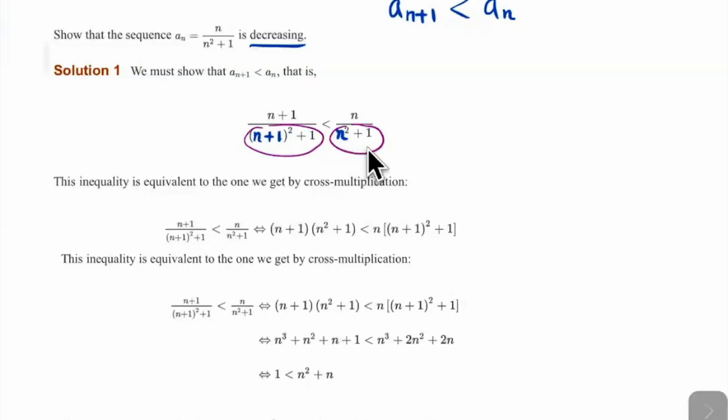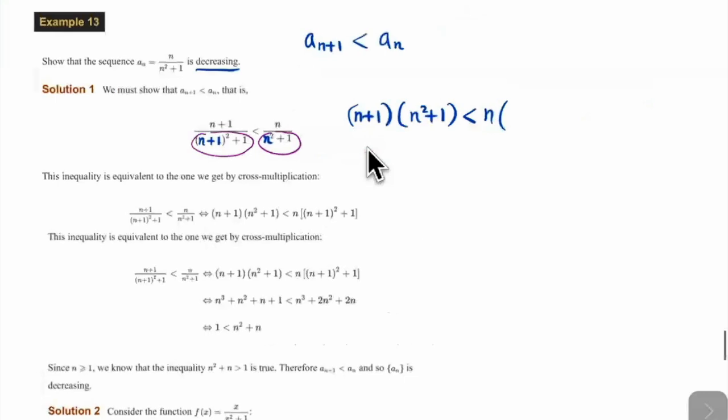So let me do the work. You have n plus 1 times n squared plus 1, and we try to prove this is less than n times n plus 1 squared plus 1, right? If you can prove it. But how can I prove this? Any idea? Yeah, you multiply out, so you distribute.